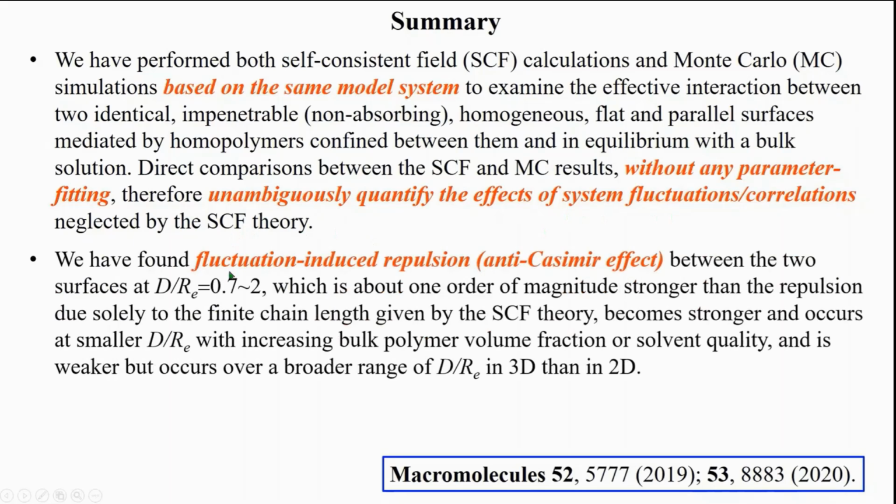We have found fluctuation-induced repulsion, or the anti-Kashmir effect, between the two surfaces at d over Re equal to 0.7 to 2, which is about 1 order of magnitude stronger than the repulsion due solely to the finite chain length given by the self-consistent field theory. It becomes stronger and occurs at a smaller d over Re with increasing bulk polymer volume fraction or solvent quality, and is weaker but occurs over a broader range of d over Re in 3D than in 2D.